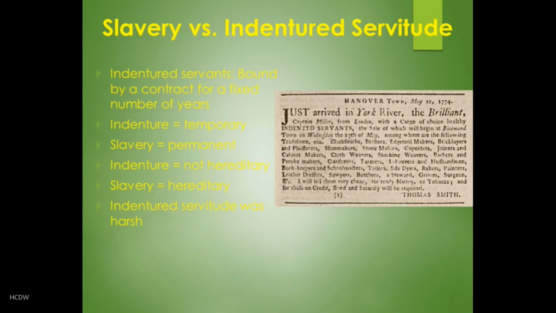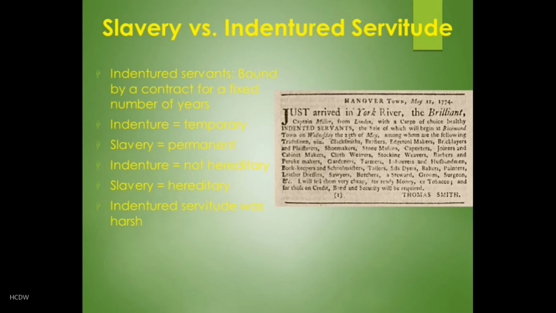Indentured servants were bound by a master for a fixed number of years. It was a contract which they entered into voluntarily, either because they hoped for opportunity in the Americas or perhaps to pay off debt, whatever the reason might be. In essence, the master agreed to feed and clothe the servant, and at the end of the term, the servant was free. A typical contract was for 7 years. Sometimes they could be 4 years or any number, but 7 was the most common.